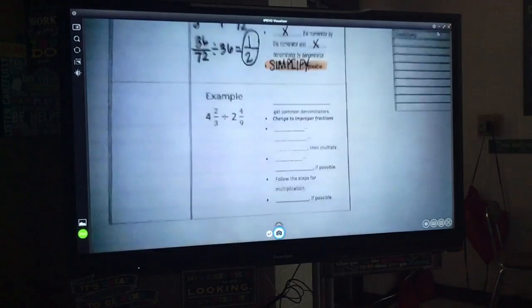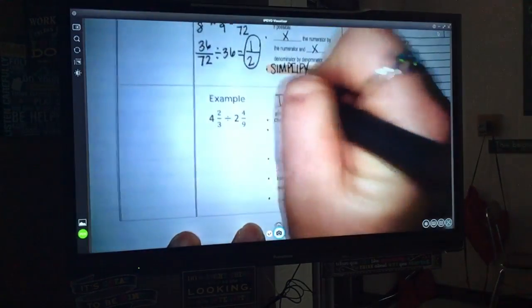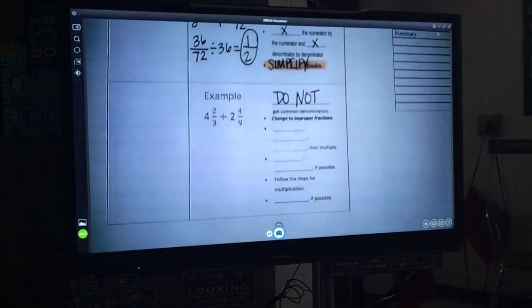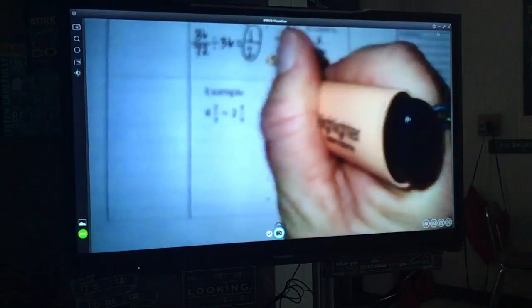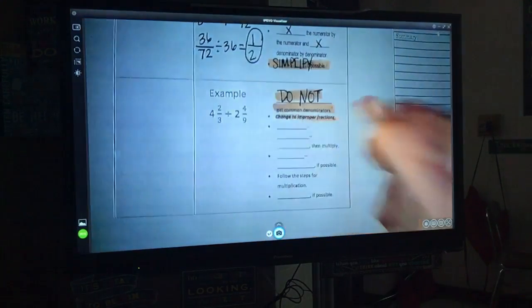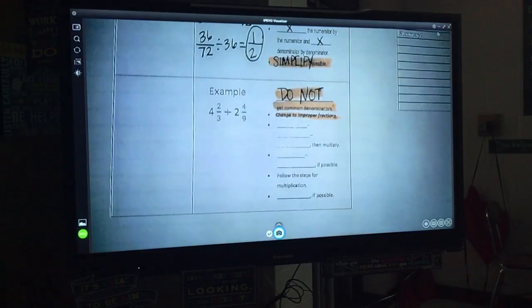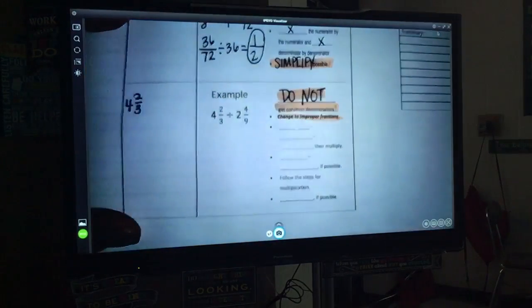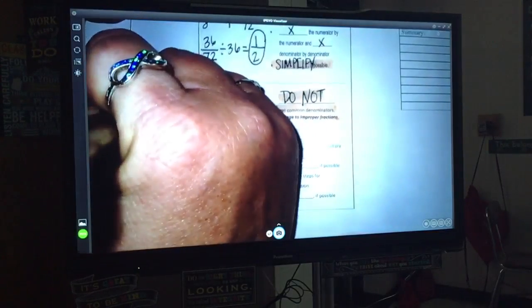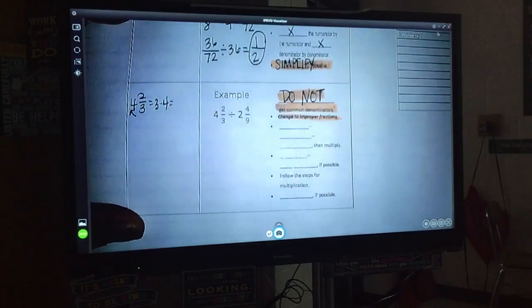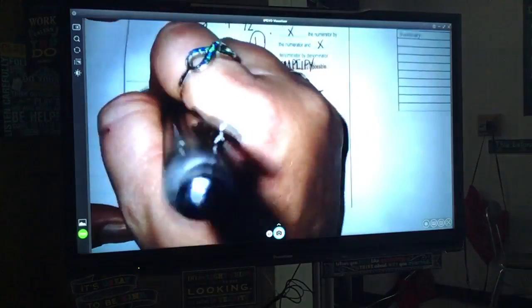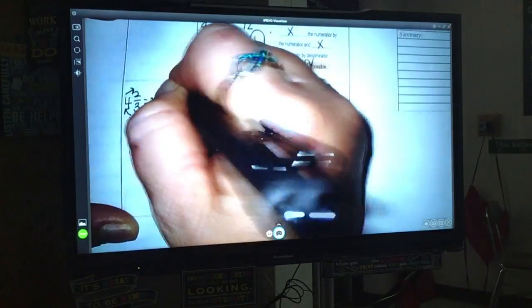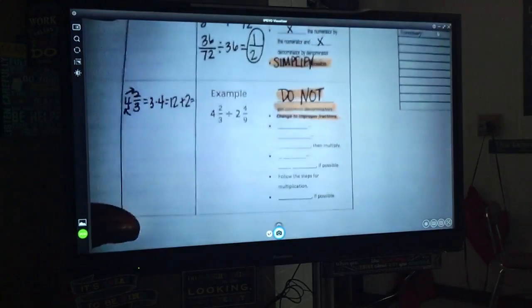So sliding down here, looking at our next set of notes, we do not get common denominators, and we have to change to an improper fraction. So before we go any further, that is what we're gonna do. So 4 2/3, I'm going to multiply 3 times 4, which gives me what? What's 3 times 4? Olivia? 12. And then I'm gonna add 12 plus 2, which gives me what? 14. So this new number becomes 14/3.